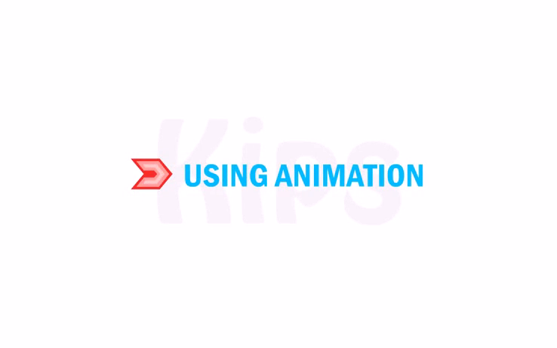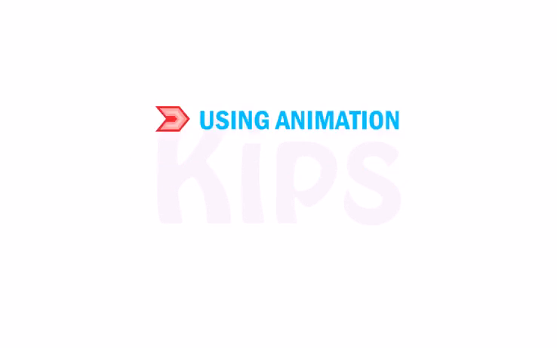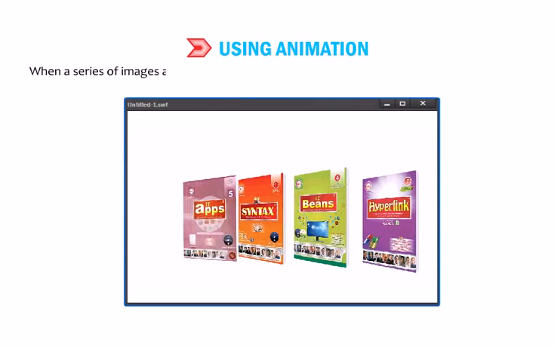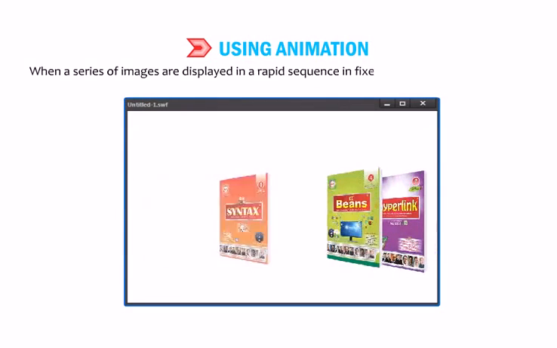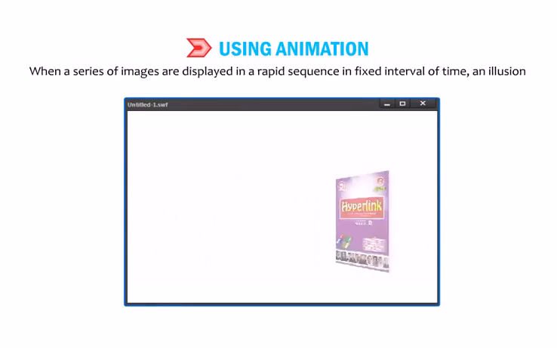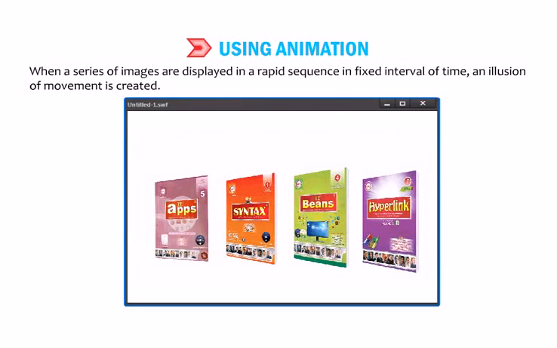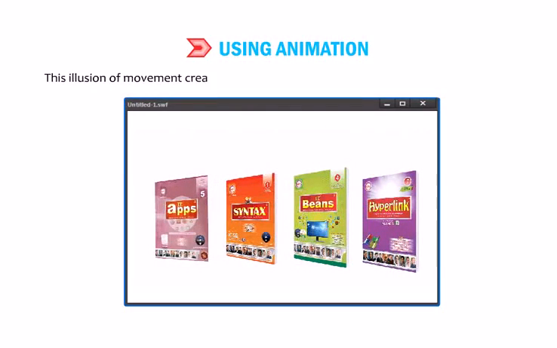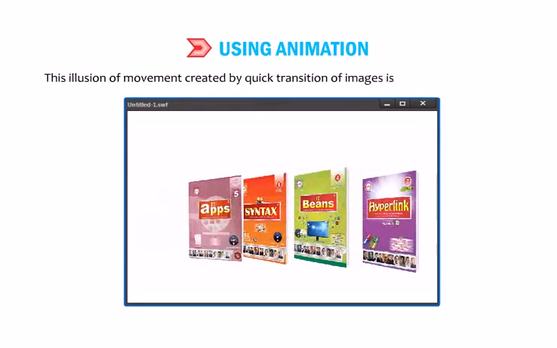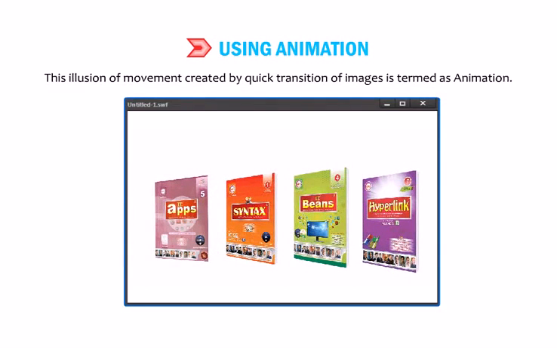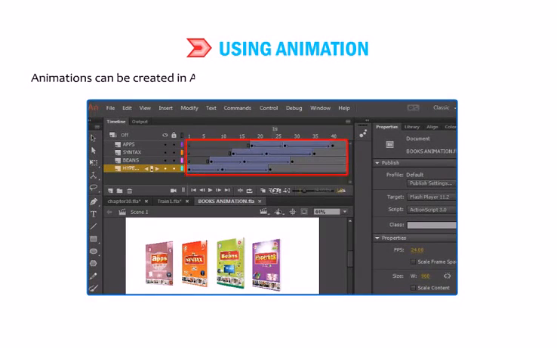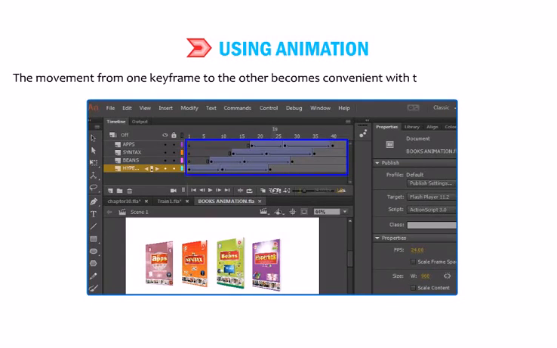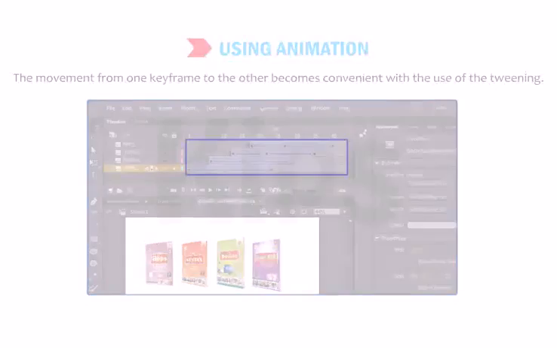Alright, now let me tell you how to use the animation. When a series of images are displayed in a rapid sequence in fixed interval of time, an illusion of movement is created. This illusion of movement created by quick transition of images is termed as animation. Animations can be created in Flash with the help of tweening, which means in between. The movement from one keyframe to the other becomes convenient with the use of the tweening.